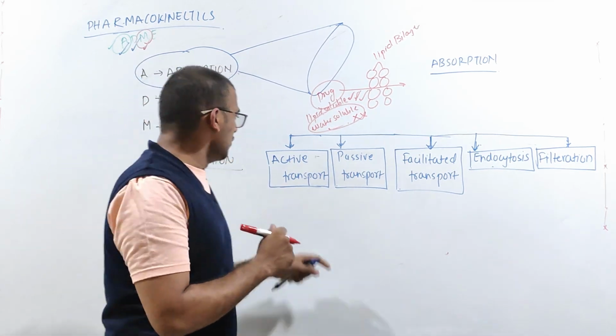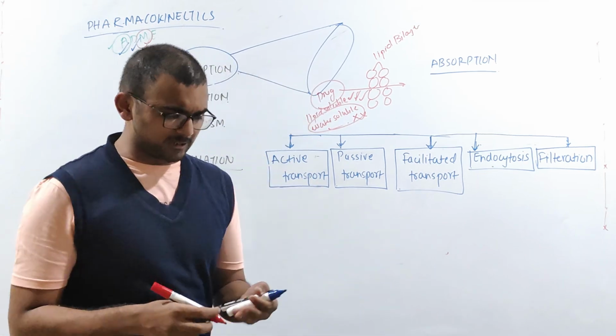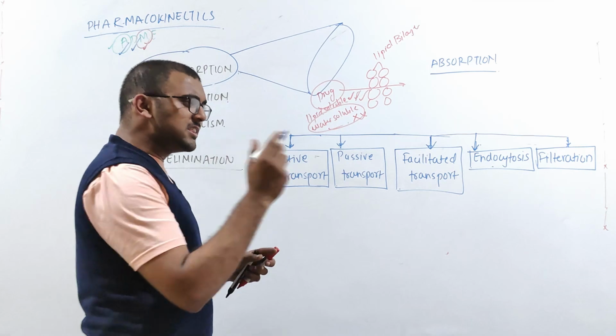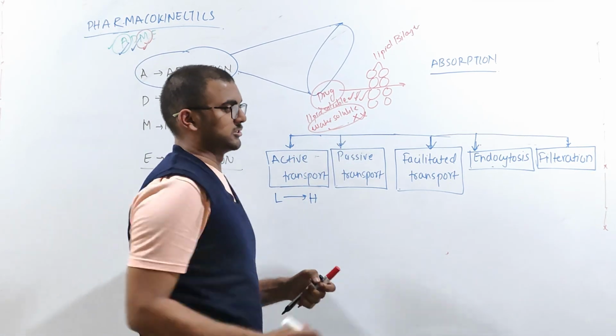Okay, let's try to understand now. The first one is active transport. What does active transport mean? It is nothing but when the drug molecule is moving from a lower concentration to a higher concentration.